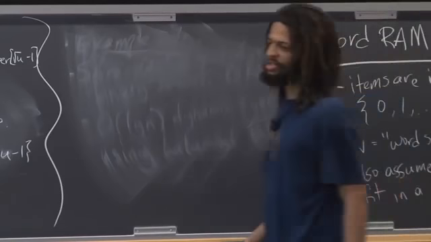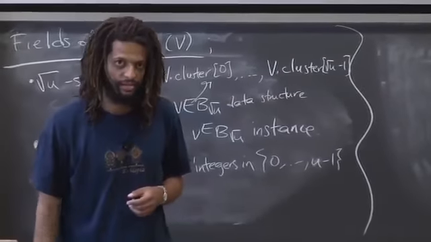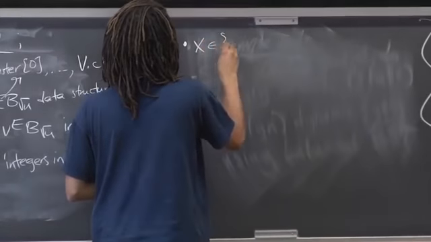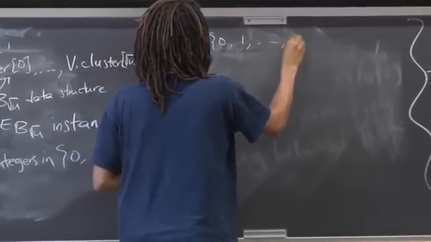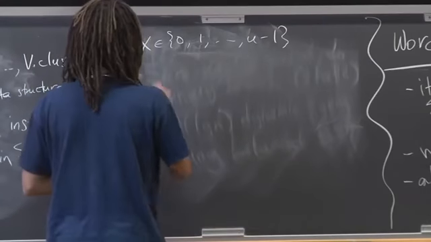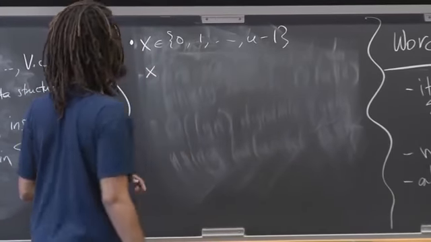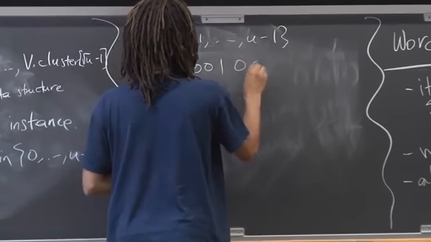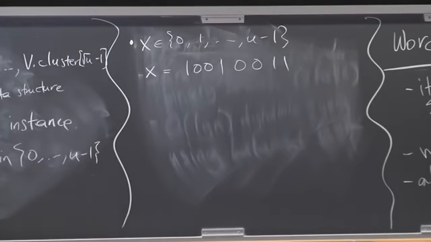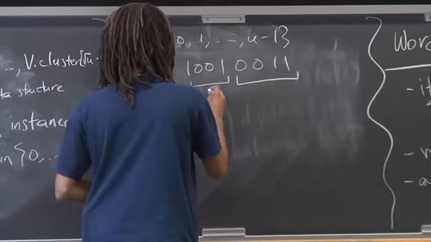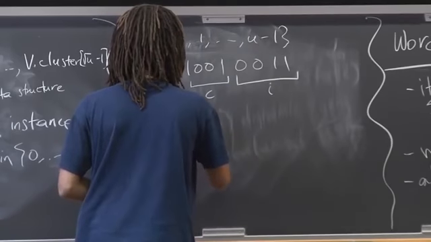Okay. So say we have an item that we want to have living in this data structure. So x is some integer. We can write x in binary. And we can divide x into the upper half, the leftmost half of the bits, and the rightmost half of the bits. And we call this c, and we call this i. So let's write x as c i.